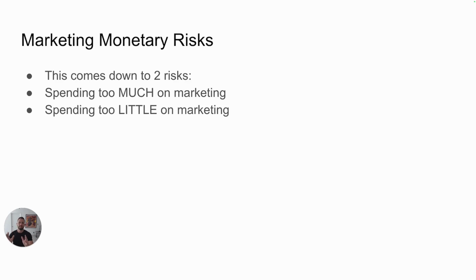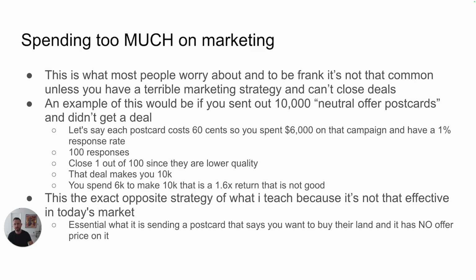Now, let's talk about the next type of risk when it comes to money. Okay, it's marketing. And this comes down to 2 distinct types of risk. So number 1 is spending too much money on marketing, right? And then number 2 is actually spending too little on marketing. Let me explain both of those, okay? Spending too much on marketing. This is what most people worry about.